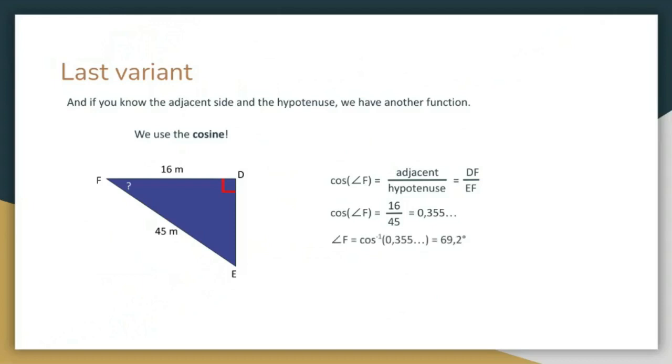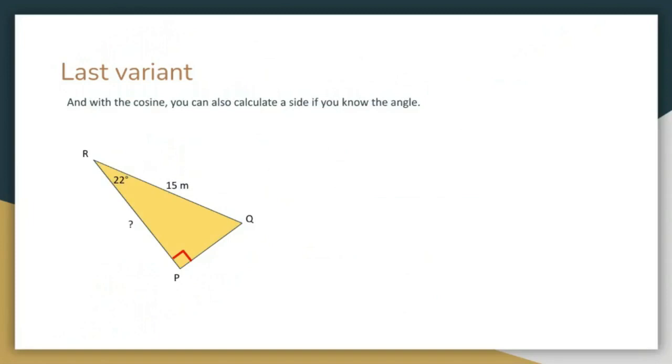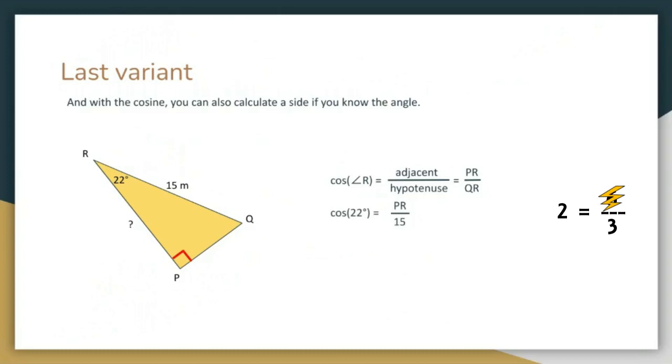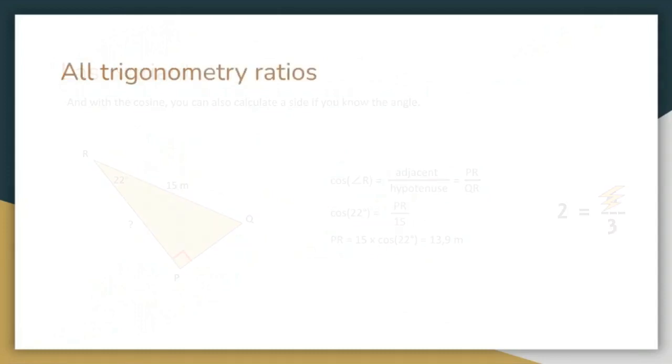And if you want to calculate a side, then you follow almost the exact same steps. You write down the trigonometry ratio with the correct sides. You then fill in the numbers you know, and with the use of some magic, you can figure out how long the asked side is. In this case, PQ is 15 times the cosine of 22 degrees, which is 13.9 meters. And now you know how to use the trigonometry ratios.